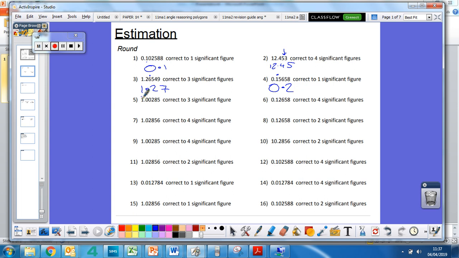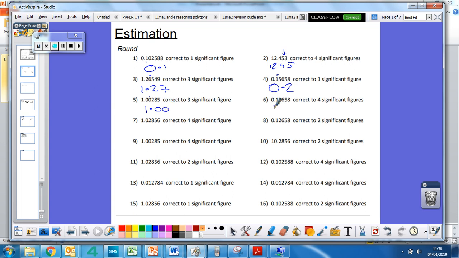Here, 3 significant figures. So this is the first, the second, the third, 1.00. You look at the 2, do we round up? No. So our answer, and you have to write 1.00. This shows that you've considered the first, the second, and the third digit, the third significant figure. If you put 1, it's technically not correct. You have to show that you've done 3 figures.